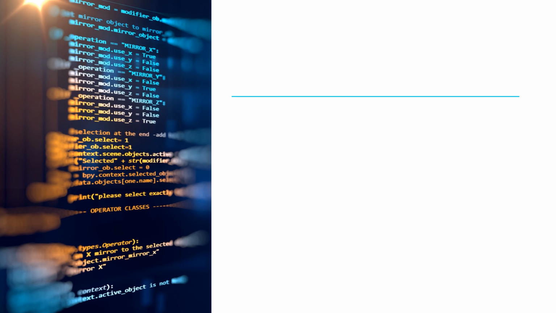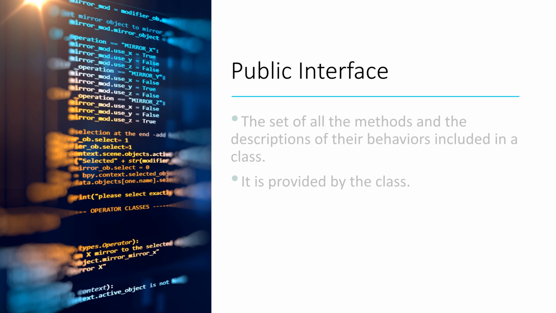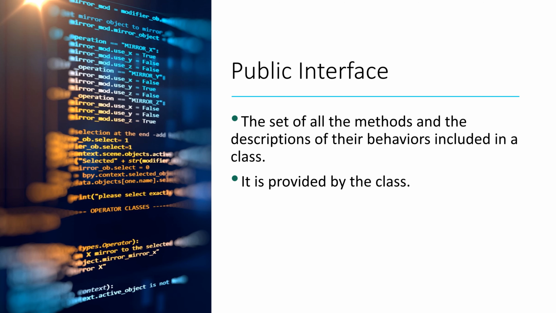Next, the public interface of a class is the set of all methods and a description of their behaviors provided by a class. For example, if we take any list object, all we need to know are the methods like append or pop that we can use and the outputs that they give, but we do not need to know how the class list processes all these instructions internally to give us the output that we need. And the list of these methods and descriptions that we need is known as the public interface of the class list.